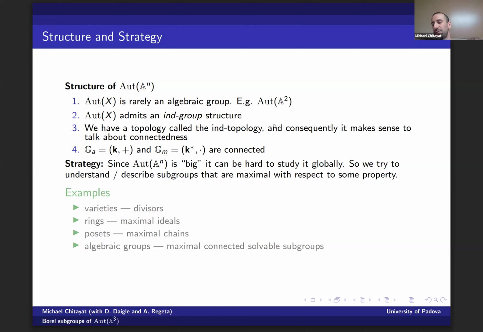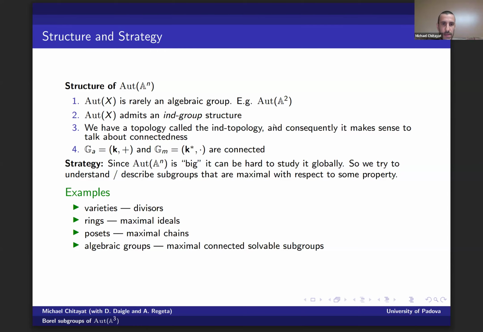And this is somehow an analogy with what we do in many fields of mathematics. So when we study varieties, we often study divisors as, in a sense, maximal subvarieties. We study maximal ideals of rings. We study maximal chains of posets. And in the context of algebraic groups, we study maximal connected solvable subgroups. And so the analogy is with each of these examples.